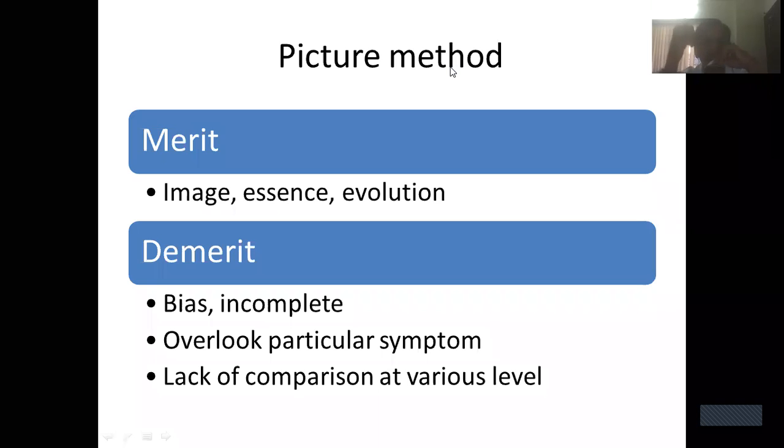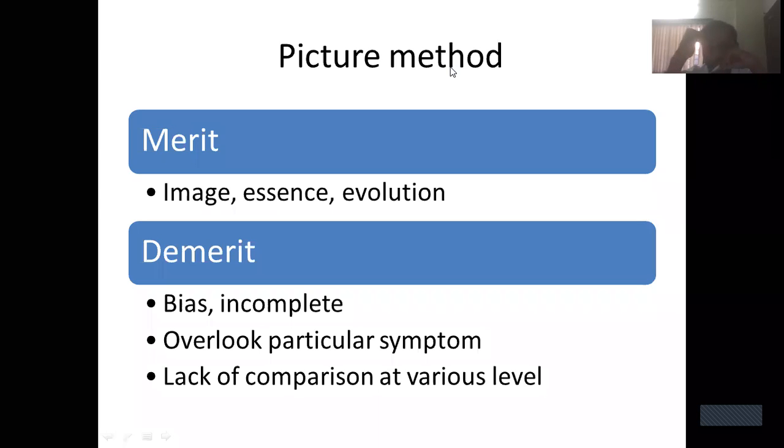So this is how the picture type of method just touches upon the hemorrhagic tendency, mentions that these drugs are also having hemorrhagic tendency, but they do not go into the details of this hemorrhage at various organ level or at various disease level. So this is the demerit. I think now it is clear.